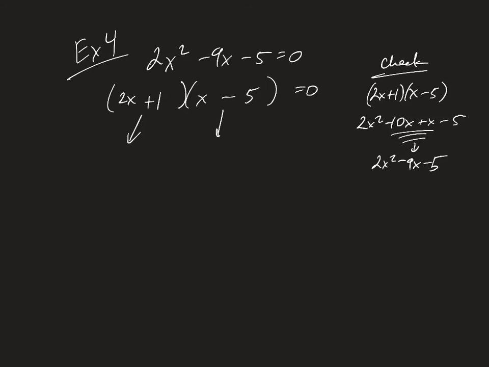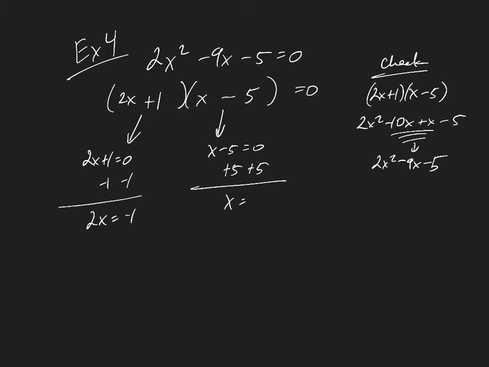And now each factor is set equal to 0. 2x equals -1. X equals 5. So in this last case, x equals 5 is all set, but we have to do one more step for the first solution. So my answers are 5, but also -1/2.